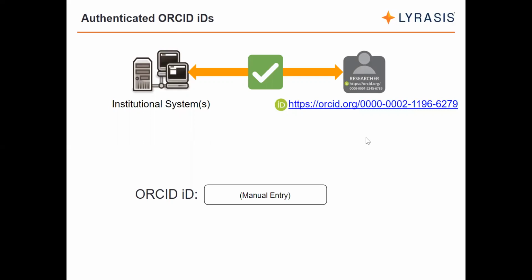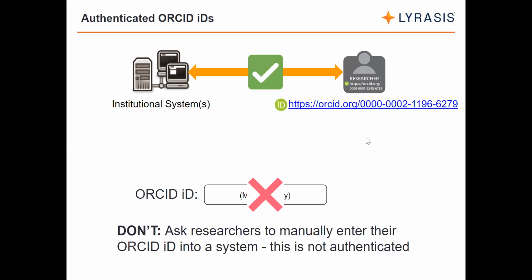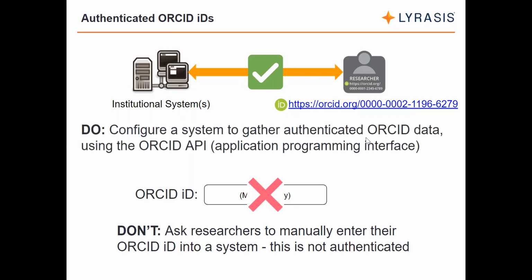Additionally, having the researcher type in their ORCID ID into a system does not enable the authenticated, trusted, and interoperable connection between the researcher's ORCID data and your institutional systems that the API provides. So rather than doing this, the best practice for gathering accurate, authenticated ORCID IDs and enabling interoperability is to configure your systems to use the ORCID API.